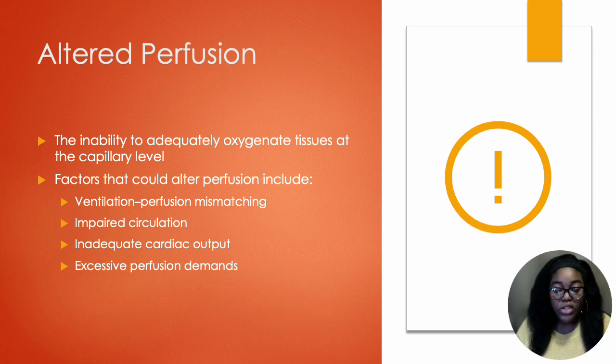It could be impaired circulation as a whole. It could be inadequate cardiac output, or you could have everything working, but you have such excessive demands on perfusion or oxygen requirements that your body is not able to keep up. So all of these are areas where you can have altered perfusion.